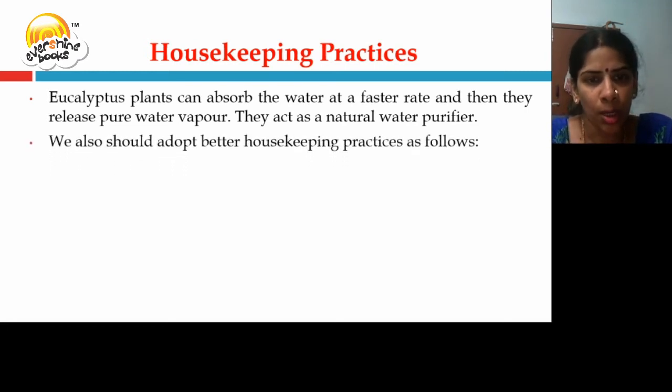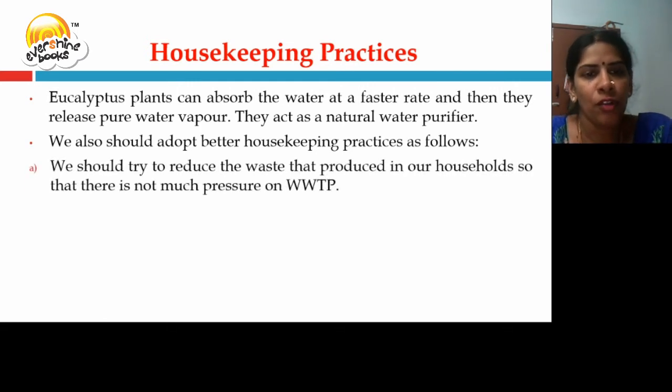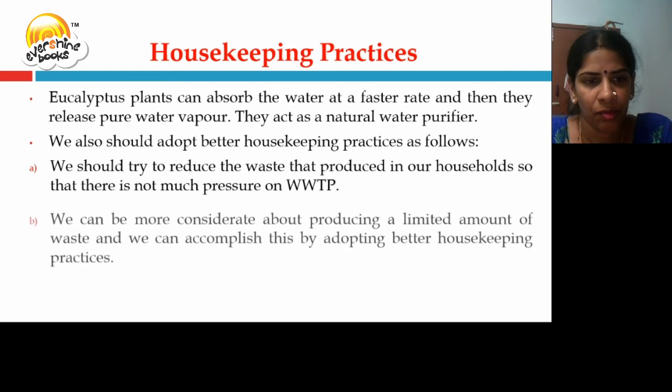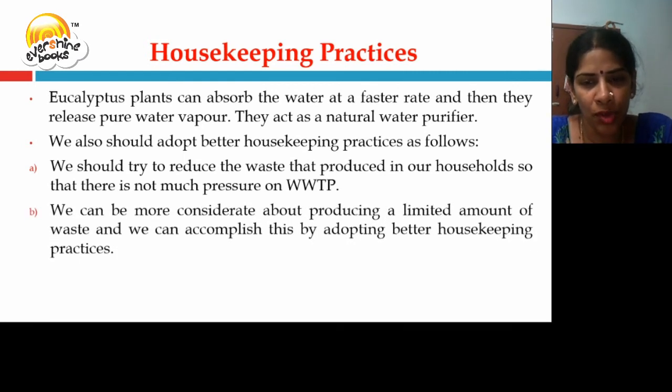We also should adopt better housekeeping practices as follows. We should try to reduce the waste that is produced in our households so that there is not much pressure on the WWTP. We can be more considerate about producing a limited amount of waste, and we can accomplish this by adopting better housekeeping practices.